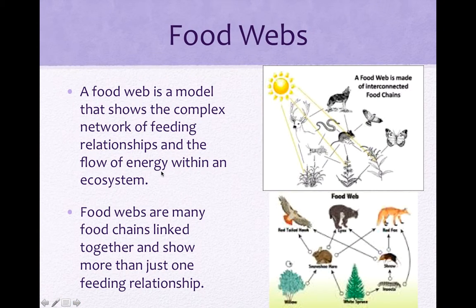And food webs, these are just complex models that show networks of feeding relationships. So complex network of feeding relationships is a food web. And this is just the same thing. Here's a big food web right here, but it's showing multiple food chains. So it's going from this one to that one to that one. That is just one food chain right here, but in a mix of multiple food chains, this is a food web. Food webs.